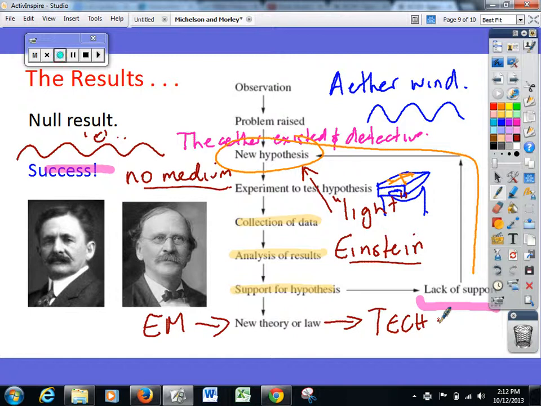Okay, so I hope that we understand how important the Michelson and Morley experiment is in the nature of physics.